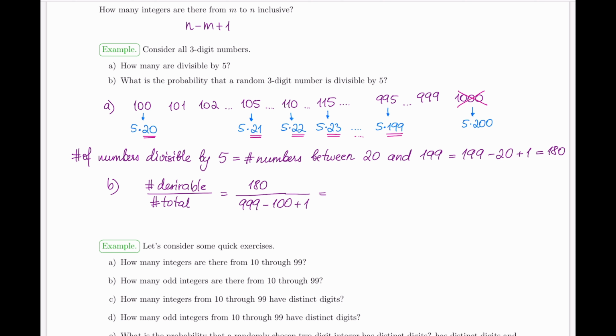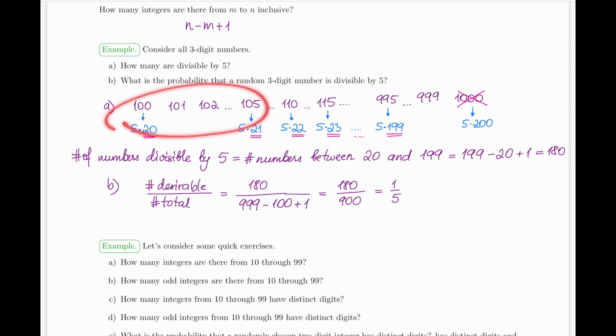So if I compute that all together, on top I have 180, and on the bottom I'm going to have 900. So my probability is 180 over 900. If I simplify that, it's going to be 1 over 5. And that kind of makes sense, right? The probability that a random number is divisible by 5 is 1/5. 1/5 of the numbers is divisible by 5.